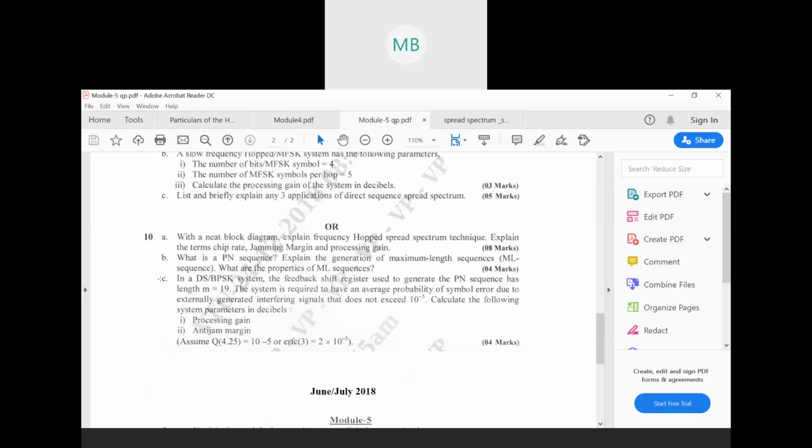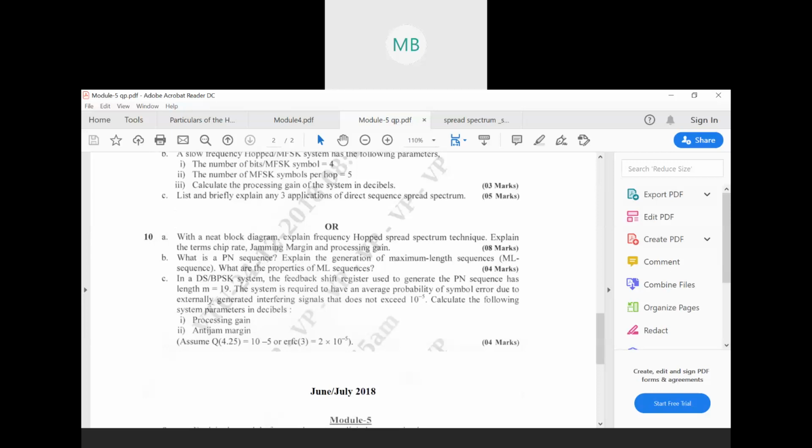Next, what is a PN sequence? Explain the generation of maximum length sequence. What are the properties of ML sequence? So pseudo noise sequence, PN sequence. Draw the block diagram and explain how to generate this PN sequence and list out the properties: run property, balance property, and autocorrelation properties.